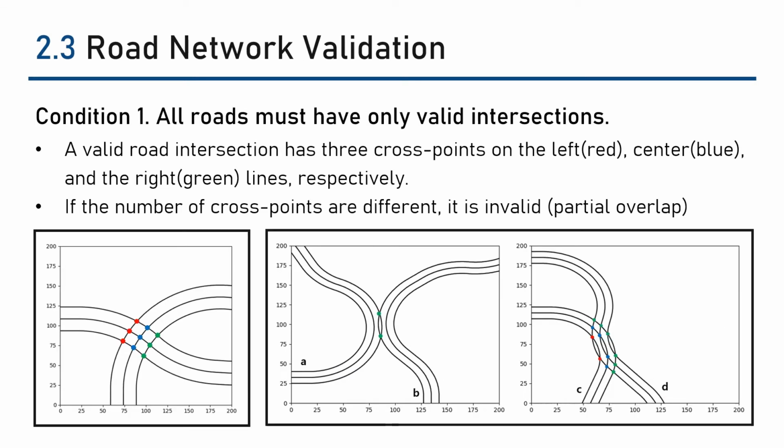Next is road network validation. The first condition of the road network is that all roads must have only valid intersections. A valid intersection makes 3 cross points on the left, center, and right lines. Otherwise, the road network has a partial overlap.